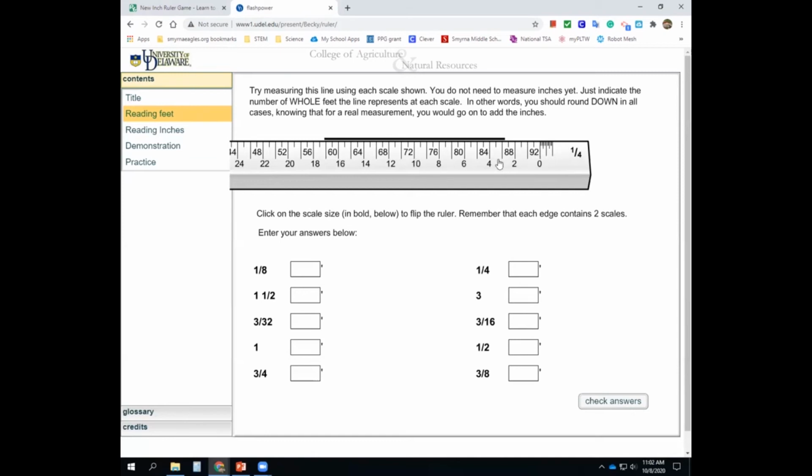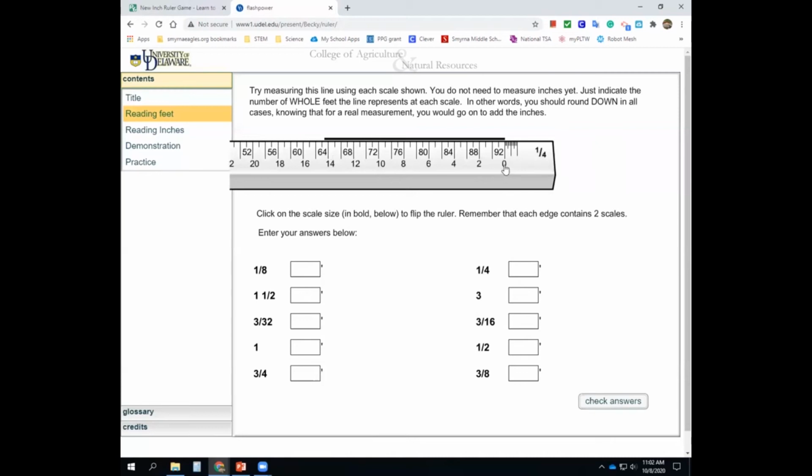So this is the quarter-inch scale. You do not need to measure inches yet. Just indicate the whole number. So we're not doing inches yet. So basically what you want to do is start out at 0. All right, get it close to 0. And look here, using this scale, because again, we're on the quarter.